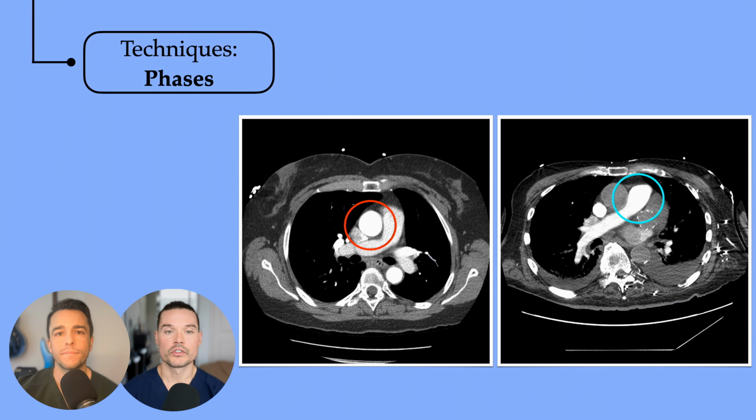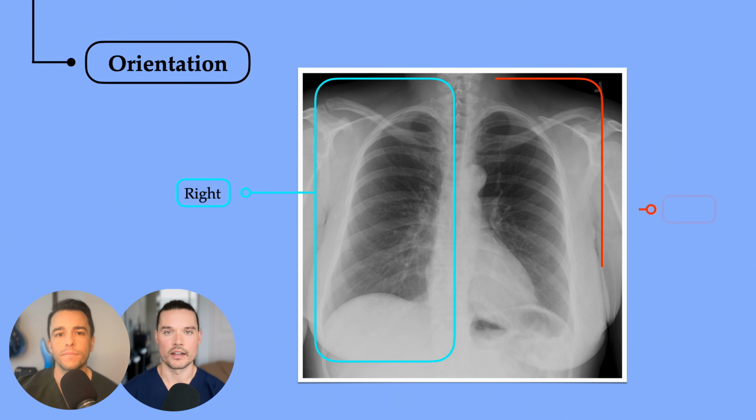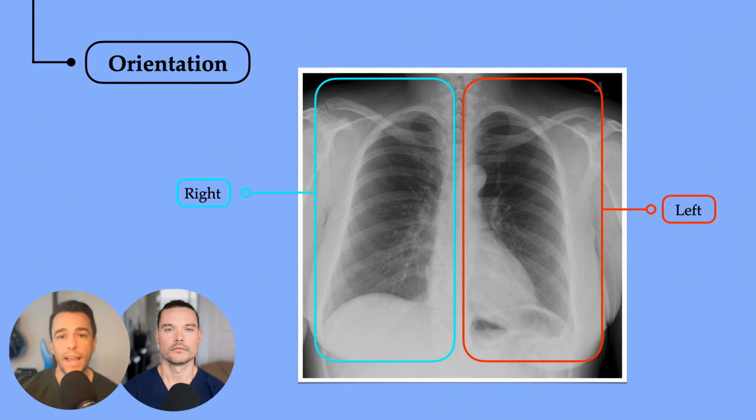Okay, so let's move on to orientation. When you are looking at a chest x-ray, the left side of your screen is going to be the right side of the patient, and the right side of your screen is going to be the left side of the patient. And this is similar to just anatomical positioning, right? When you're looking at a picture of anatomy, it's always the patient facing you, and the patient's right side is on your left side, and their left side is on your right side.